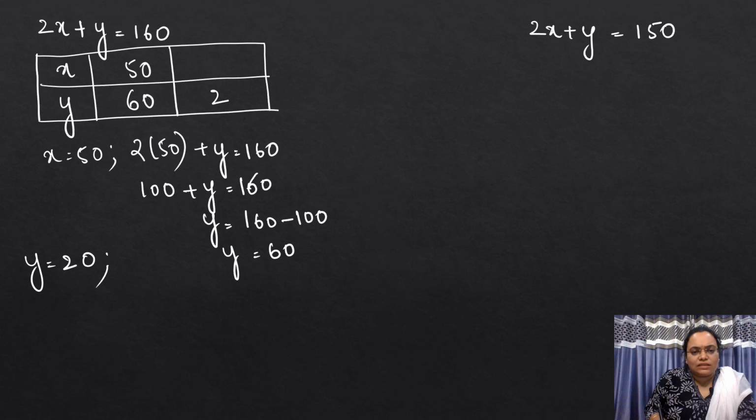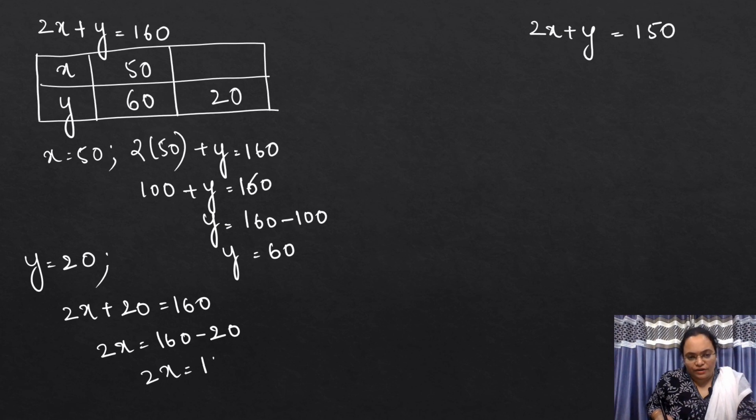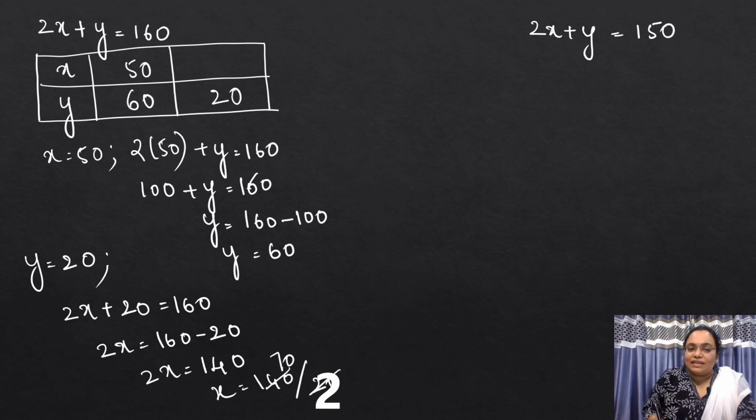Now if you take y equal to 20, this becomes 2x plus 20 is equal to 160. 2x is equal to 160 minus 20, so 2x is equal to 140. x is equal to 140 divided by 2, which is 70. So when y is equal to 20, you get x equal to 70. So the points are A of 50 and 60, B of 70 and 20.